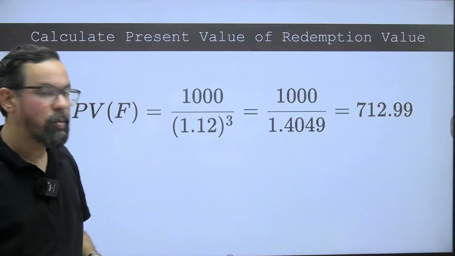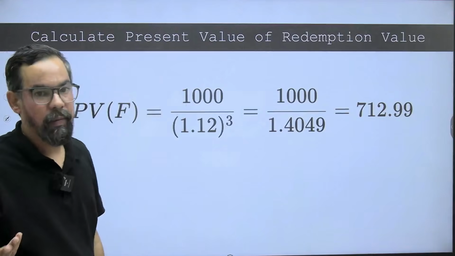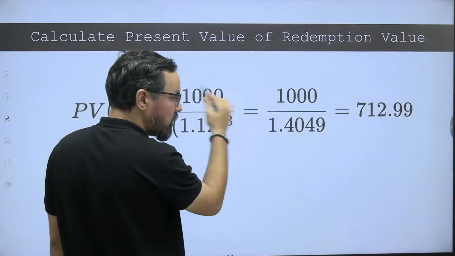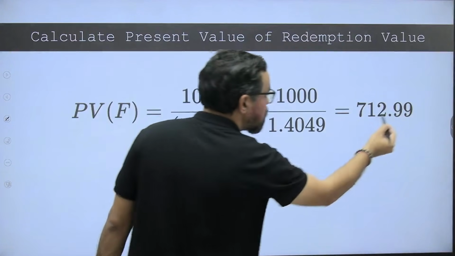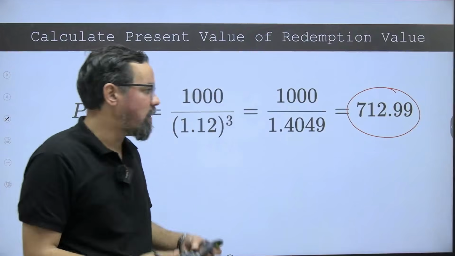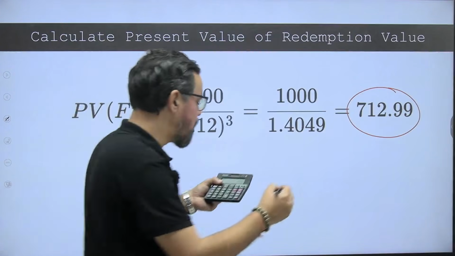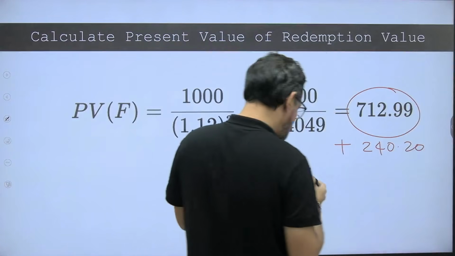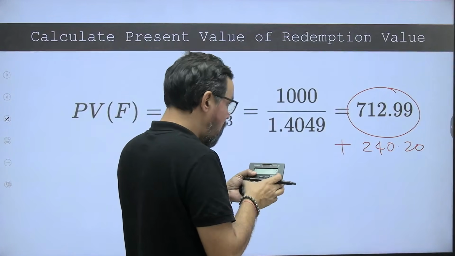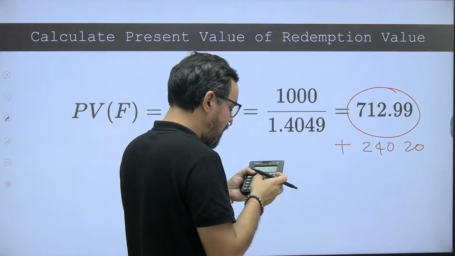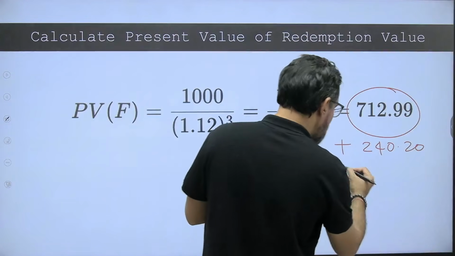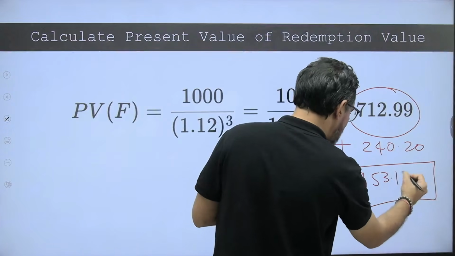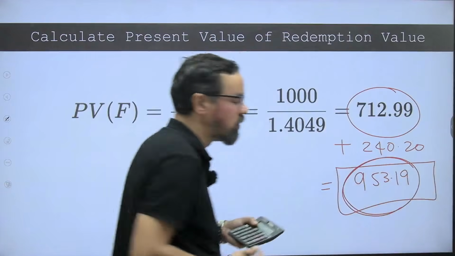Now in the second part, what we have is face value divided by 1.12 to the power 3, for 3, the maturity is 3 years. So we reach 712.99. Now if you add this particular one to 240.20, it is equal to 953.19. So the current market value of this bond should be 953.19.